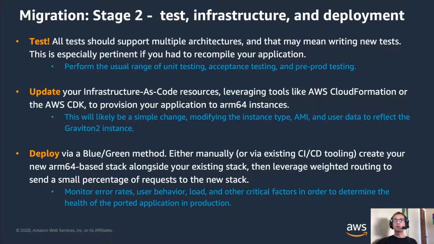There's a certain number of bugs that might emerge when running on a new architecture. And so running the usual range of unit testing, acceptance testing, and pre-prod testing is super important when you adopt the Graviton2-based instances. As far as your infrastructure as code is concerned, you will have to update it to take into consideration the Graviton2-based instances.